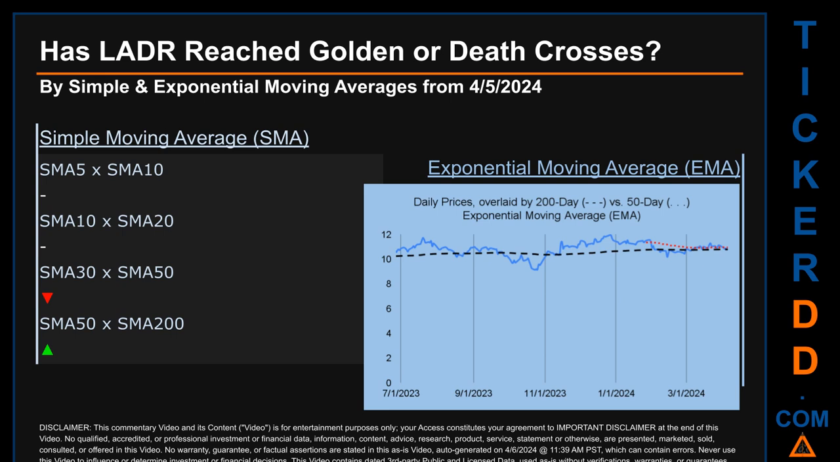For simple moving average, by comparing 50 to 200 days, we found a bullish golden cross signal since the 50-day SMA crossed above the 200-day. Continuing with SMA, we looked across the 5 to 10, the 10 to 20, and the 30 to 50-day ranges to see if golden and death crosses had been reached. We found death cross signal for the 30 to 50. We could not find either a golden cross or a death cross signal for the 5 to 10, the 10 to 20.